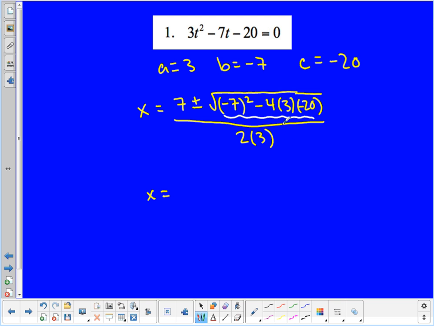Now you may type this all into your calculator, but make sure you put your parentheses in. Put all of these numbers in parentheses so that the negatives stay with the number that you want them to stay with. So when I type all of that in, I also can just look at this piece versus that piece. I have 7 on the outside plus or minus. Underneath the radical, negative 7 squared is 49, and negative 4 times 3 times negative 20 is positive 240. Okay, that's still all over 2a, and 2 times 3 gives me 6, so I can simplify that.